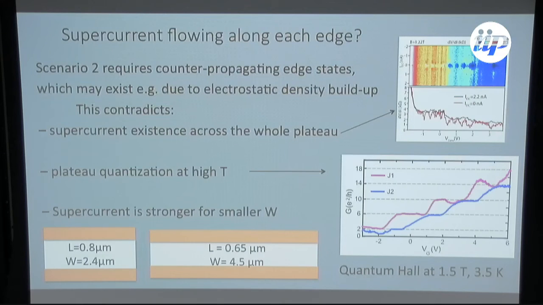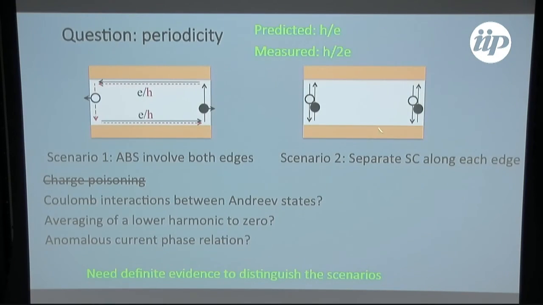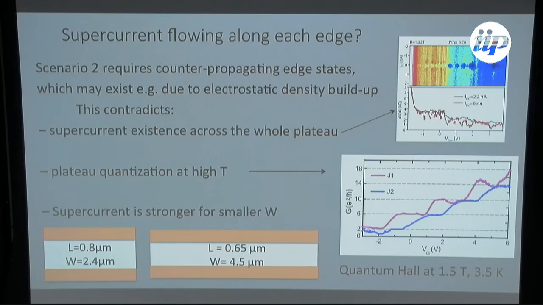The second argument against scenario 2, that was the scenario of two independent supercurrents along the edges, is that if you want to build the density buildup, which certainly happens in those samples, it would occur at the transition between different quantum Hall plateaus, while we observe the supercurrent throughout the plateaus. So it is unlikely that it is some channel which happens just at the right magnetic field when there's just the right filling at a certain density, and you get a channel counter-propagating compared to the proper direction.